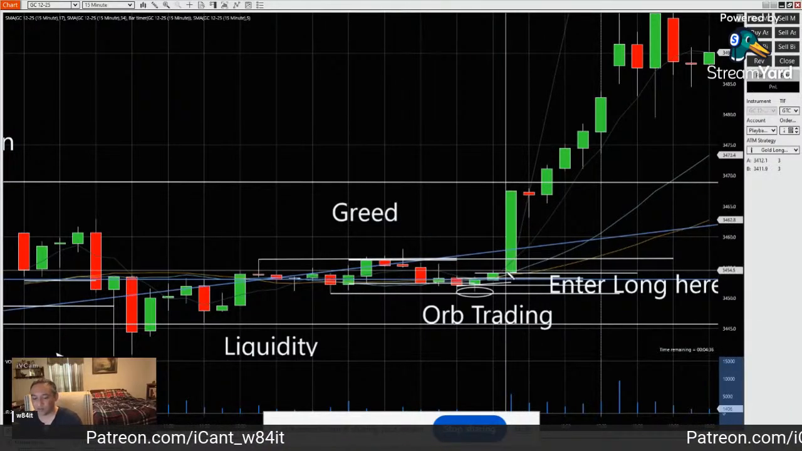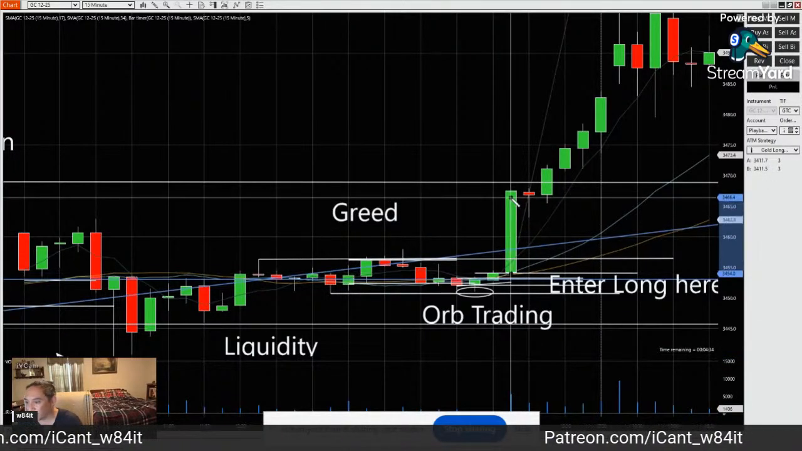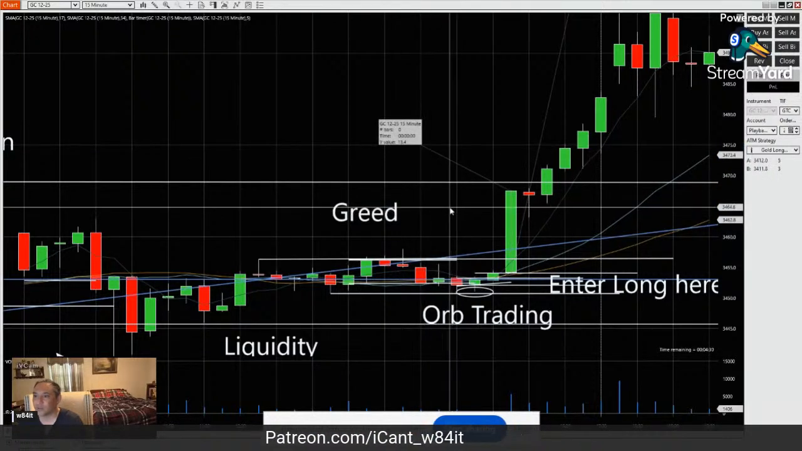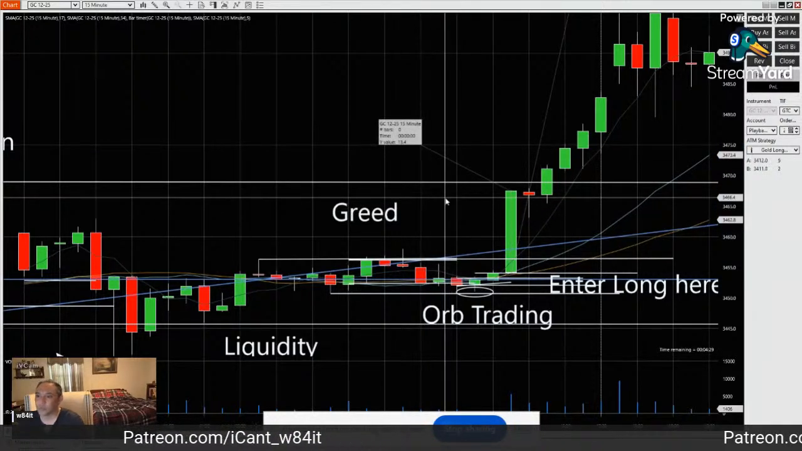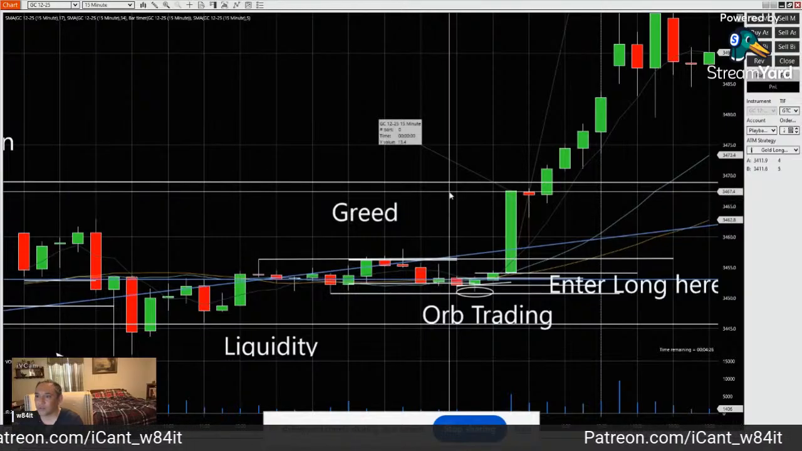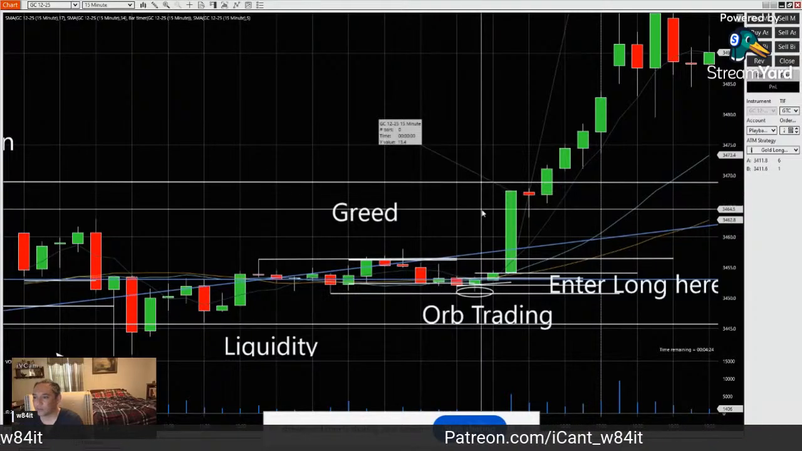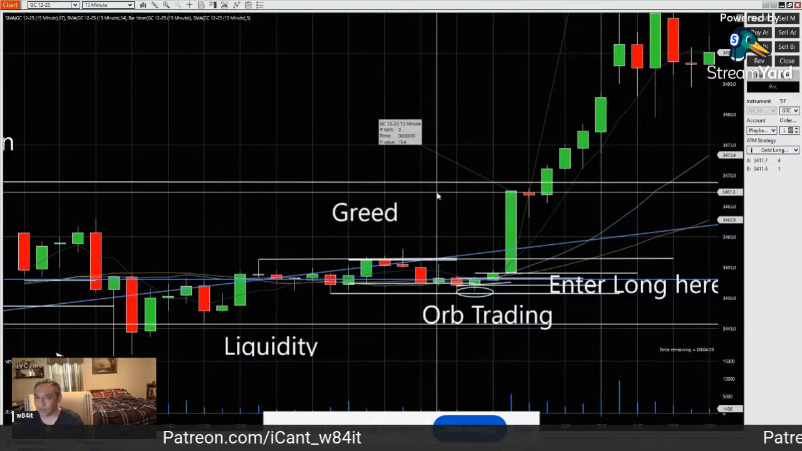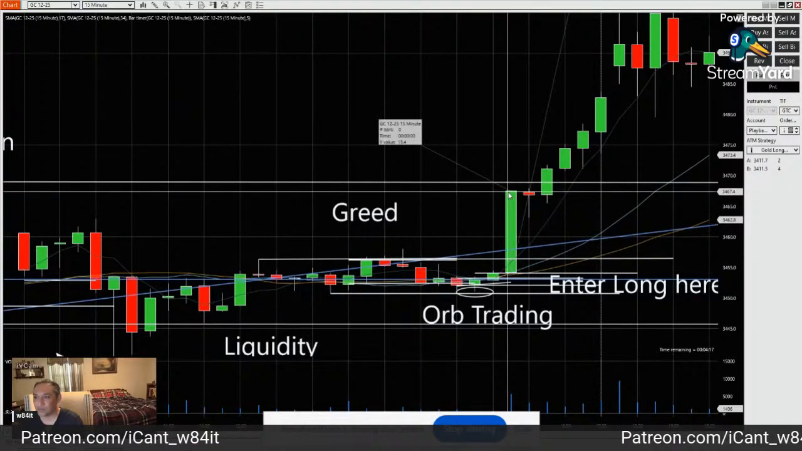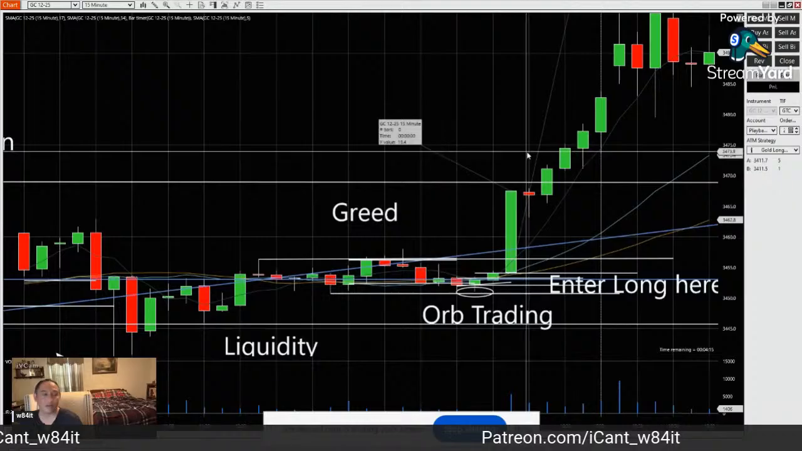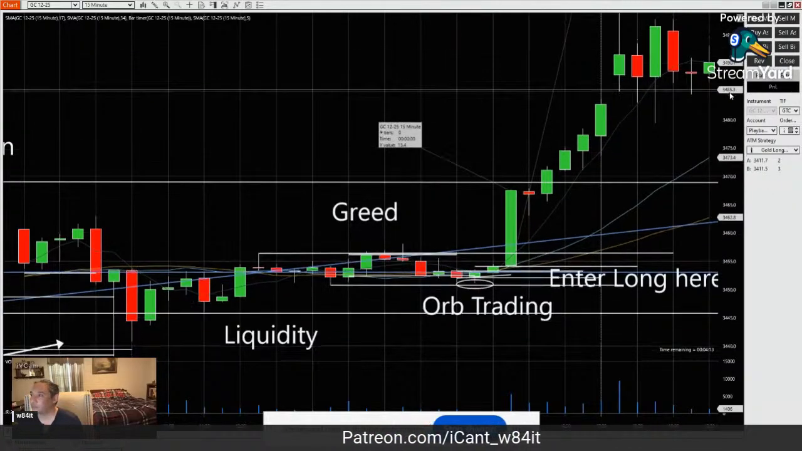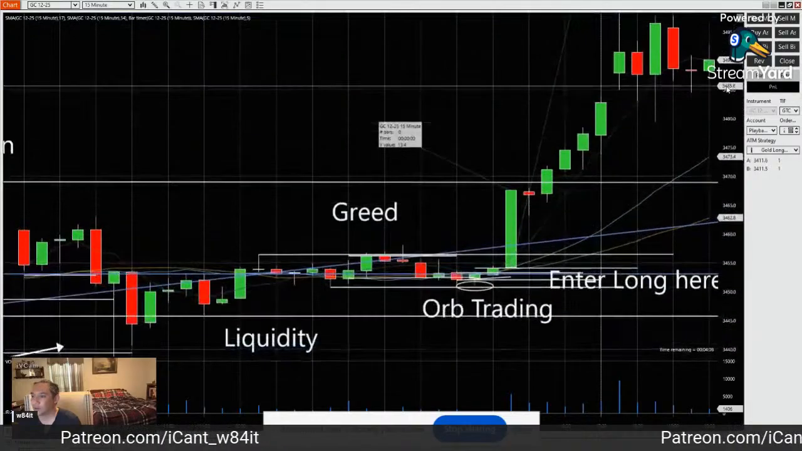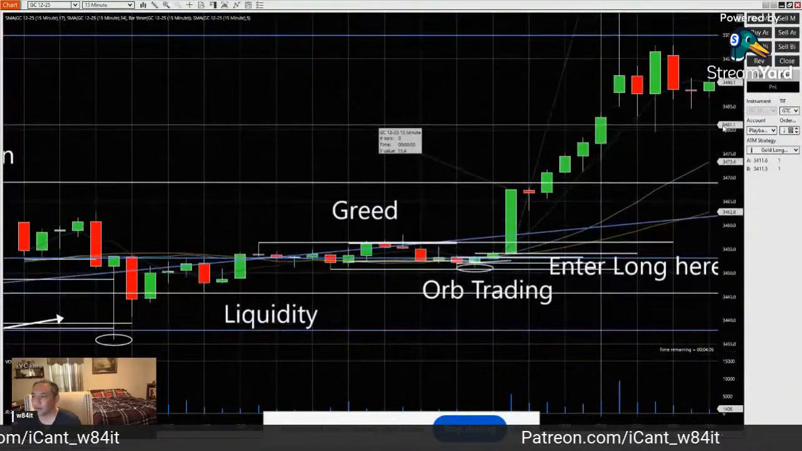So let's just say that you took just a regular trade here and got out here at the end of this bar, 13.4. That's 134 ticks. That's $1,340. That's huge. That's a good day's worth of money. So I think that is enough there to get you going.